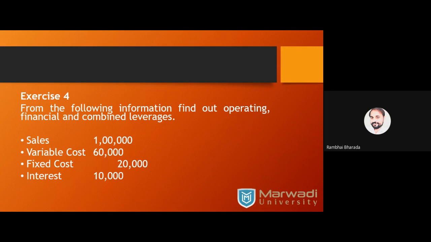क्या है फॉर्मूला फाइनेंशियल लीवरेज की? OP upon PBT. Here OP is 20,000 and PBT means OP minus interest. Here interest is 10,000, so 20 minus 10, 10. Answer is 2. Combined leverage without calculation: 4, 2 into 2. Are we clear?